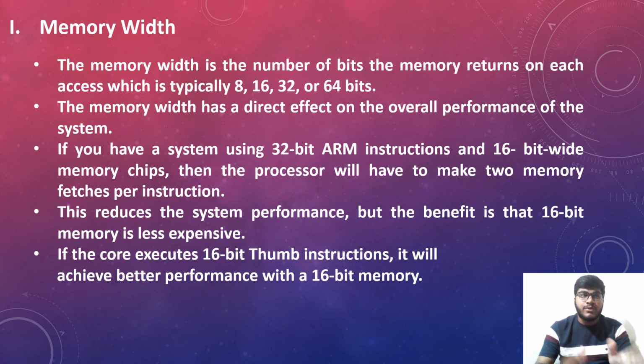If you have a system using 32-bit ARM instructions and 16-bit wide memory chips, then the processor will have to make two memory fetches per instruction. This reduces the system performance, but the benefit is that 16-bit memory is less expensive. So if the core executes 16-bit Thumb instructions, it will achieve better performance with a 16-bit memory.